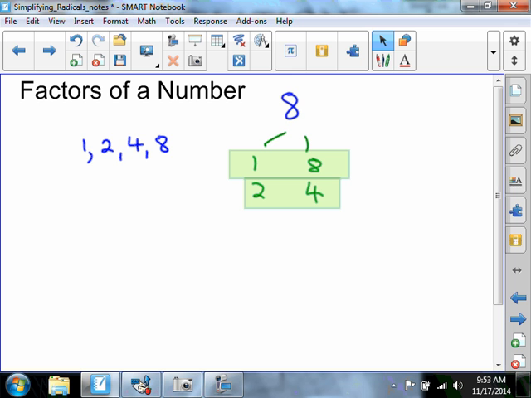So if you cannot find factors of a number, you're going to really struggle with simplifying square roots. I'll say that again. If you have a hard time finding factors of a number, you're going to have a hard time simplifying a square root. Okay, so let's just try a couple of these.